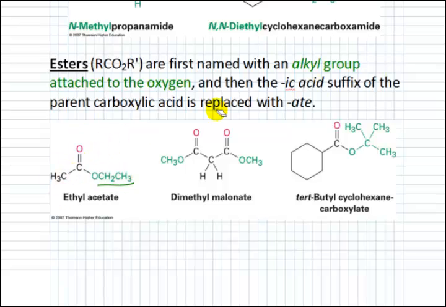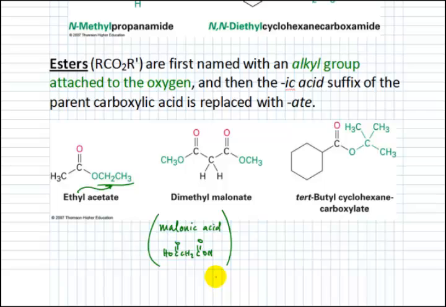The ic acid becomes ate after we identify the alkyl group. So the name always starts with this alkyl group. Acetic acid becomes acetate. So ethyl acetate is that one. This is dimethyl malonate because malonic acid is another one of those common names of dicarboxylic acids. You can tell what it is. It's a 3-carbon carboxylic acid, CH2 C double bond OH.